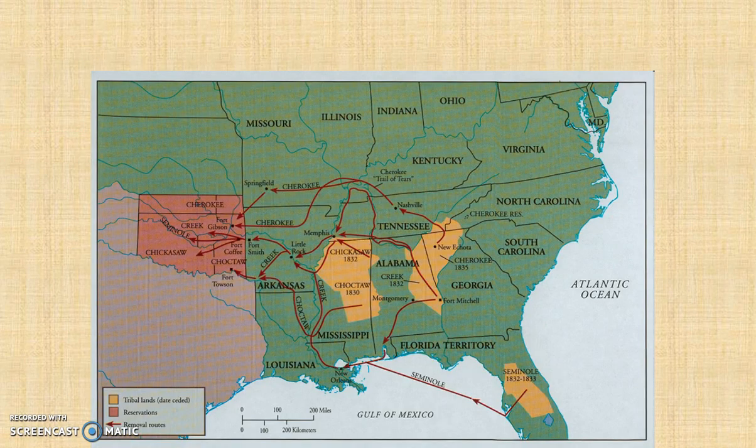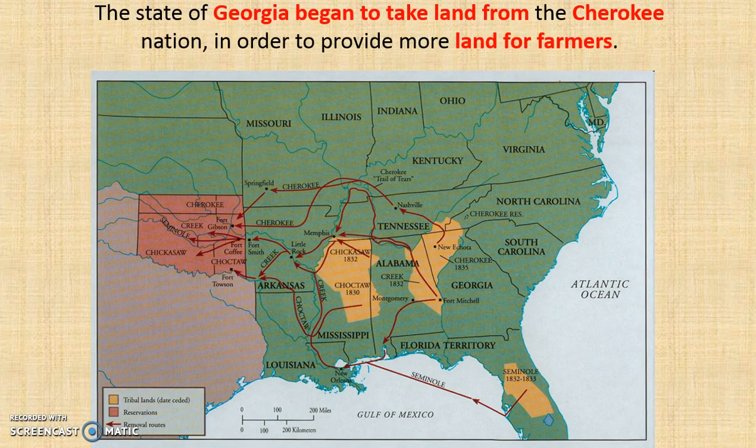So here we see a map that the state of Georgia began to take land from the Cherokees in order to provide it for their farmers. And here we see a map of some of the paths that the natives had to take in their relocation to what became the Indian Territories, which is now in the state of Oklahoma.